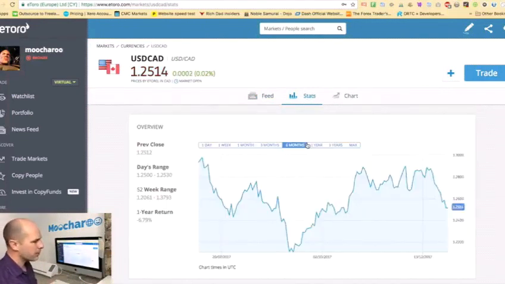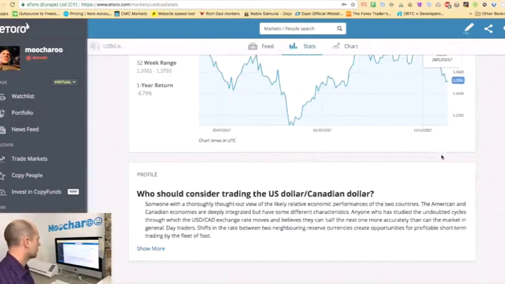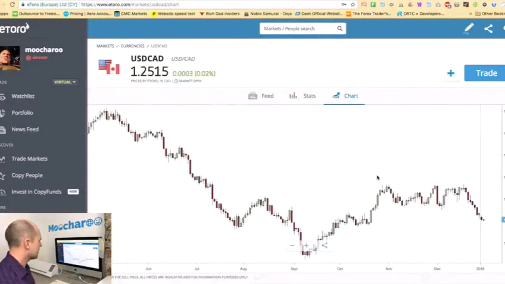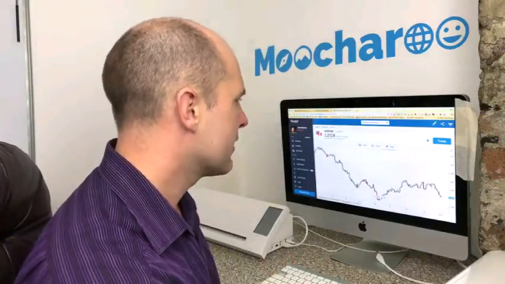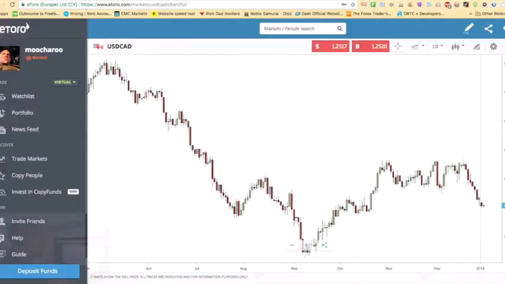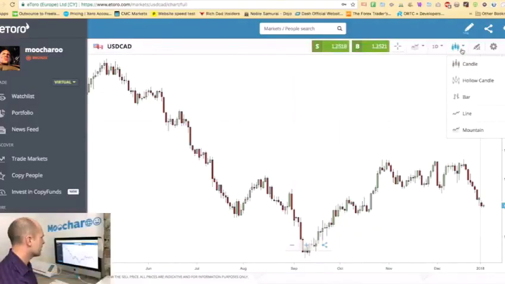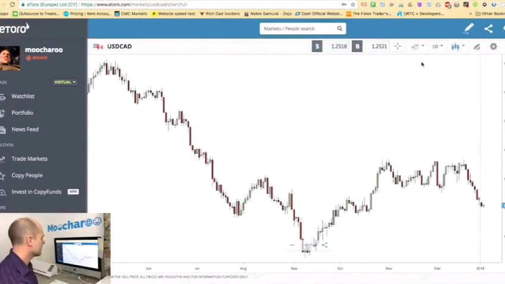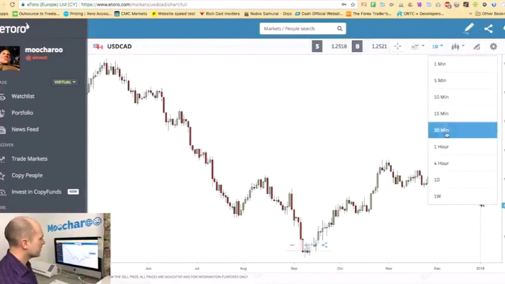On these, unlike people, there's obviously a lot more to look at on stats, not so much on stocks. So you can have a look at the chart. Now, eToro doesn't have the best charts. The main thing with eToro is the fact that you can copy other people, and that is where the value is. The charting isn't so great. If you click the little button in the corner, you can change the charts and change it to a line chart. I wouldn't suggest that. Round candle's fine.